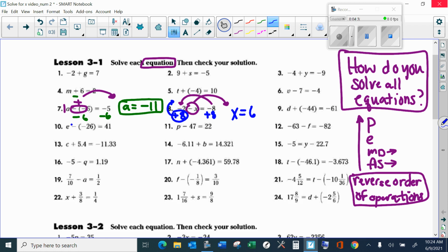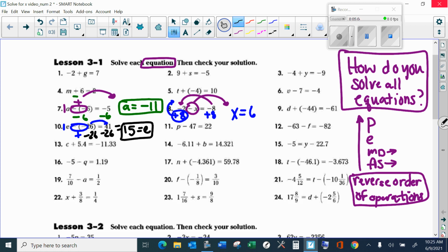Again, 10, we see two negatives. We're going to change it to a positive. The e is positive, so we're going to leave it there, move it across, move the constant of 26 across. The opposite of plus 26 is minus 26. And 41 minus 26, because that's a smart way of saying it, because we say the positive one first when there's a positive and a negative. 41 minus 26 is 15. So E equals 15.